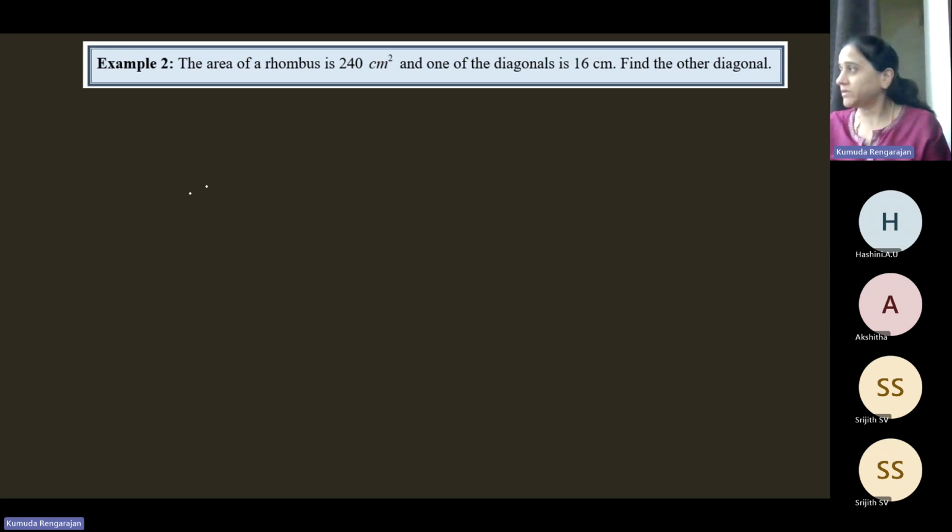The area of a rhombus is 240 centimeters square, and one of the diagonals is 16 centimeters. Find the other diagonal. Okay. See, you need to practice. Then when it's a test, you have to do it by yourself. So wait for the test to happen.